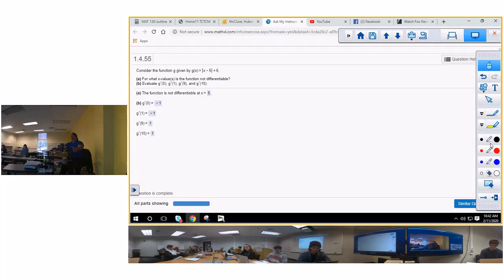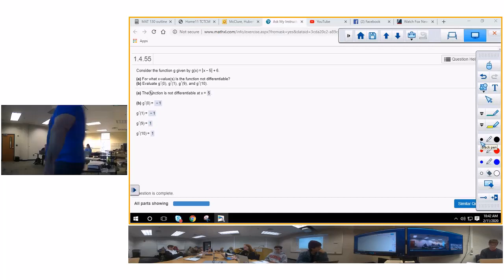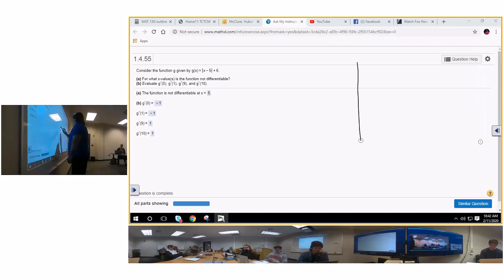Okay, this, first of all, is a graph. So let's graph it. You shouldn't have to do it. It should take you less than 30 seconds. What kind of horizontal shift do we have? 5. 5 to the what? Right. To the left. No, 5 to the right. 1, 2, 3, 4, 5. What's your vertical shift? 6 up. 6. And what does absolute value look like? V, yes.